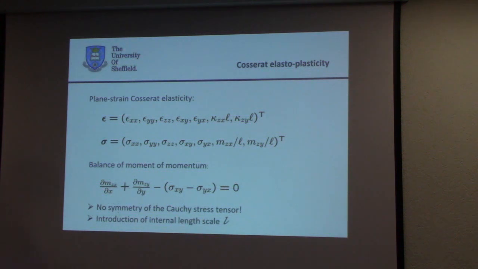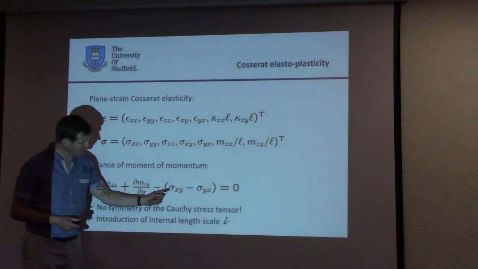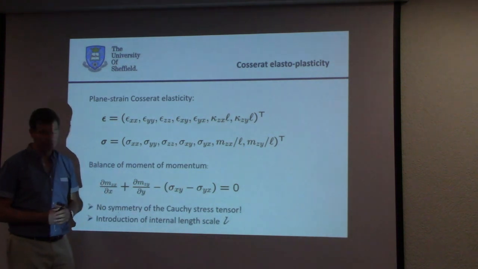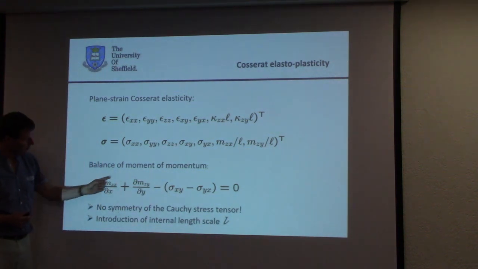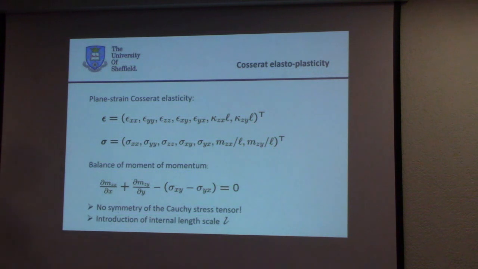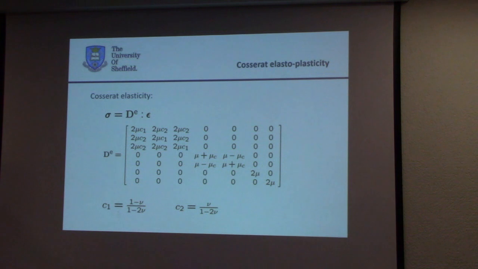And here you see that you have a non-symmetry indeed of your stress tensor. Also here you see it, because normally this term will not be 0. The bending moments are not 0. So you see that you have no symmetry anymore of your Cauchy stress tensor, and you get an introduction of an internal length scale.